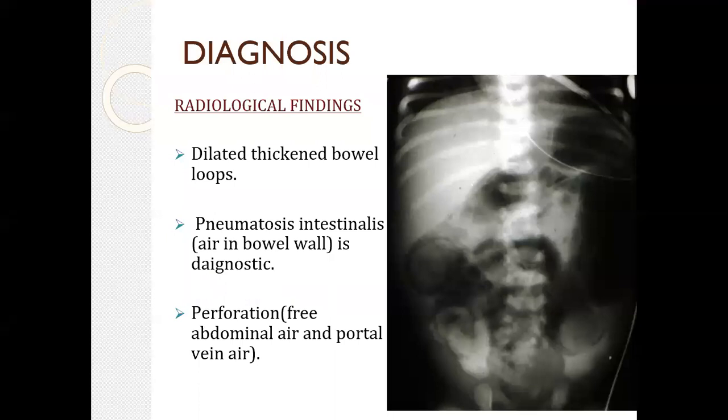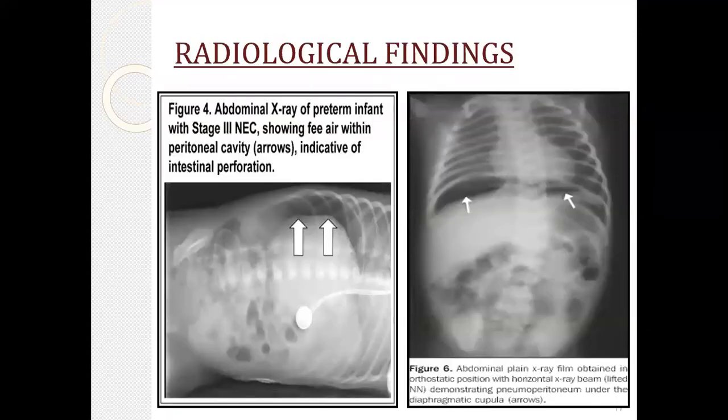That is air in between the walls of the bowel loops. It's a pathognomonic or diagnostic finding for pneumatosis intestinalis. And ultimately, once the patient develops perforation, you will see free abdominal air and portal vein air. That is a sign of perforation. Here you can see the free air and gas under the diaphragm. So these are the stage 3 findings.